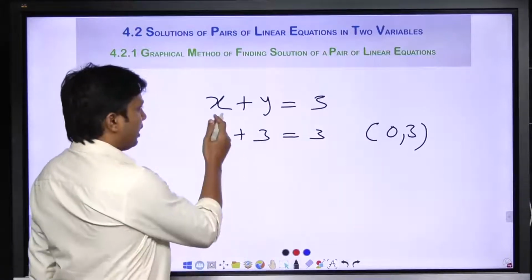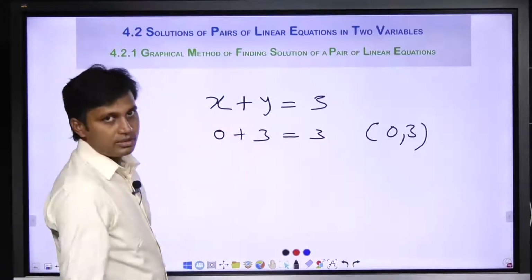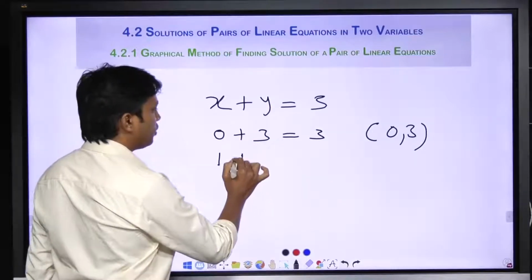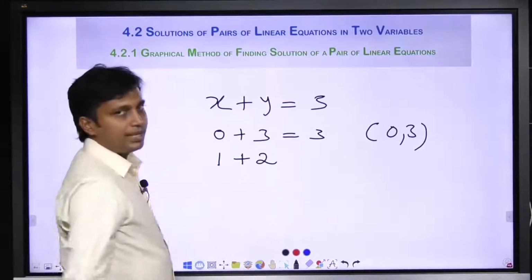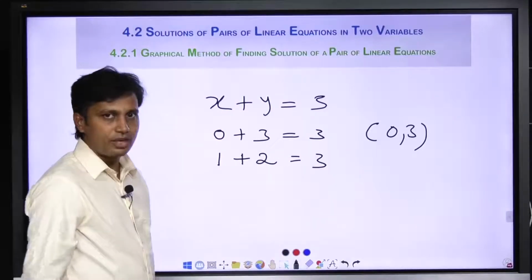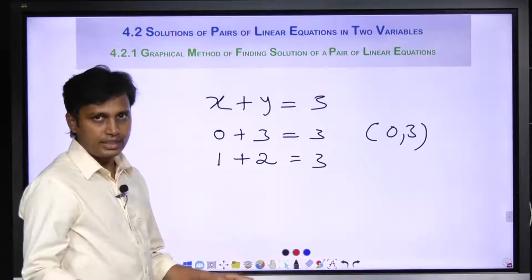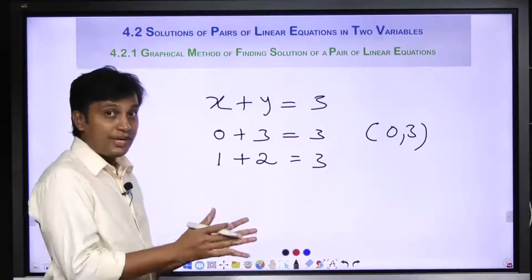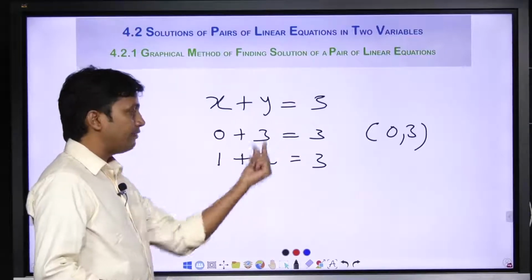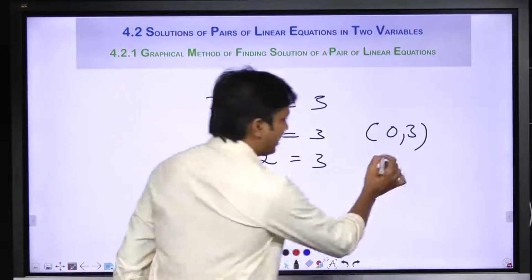And then let us give another value. If you take x equal to 1, y would be 2. So 1 plus 2 is again 3. Here also LHS equals RHS, so the equation is satisfied. Therefore another pair of x and y is 1 and 2: the x value is 1 and the y value is 2. So now what is another ordered pair?